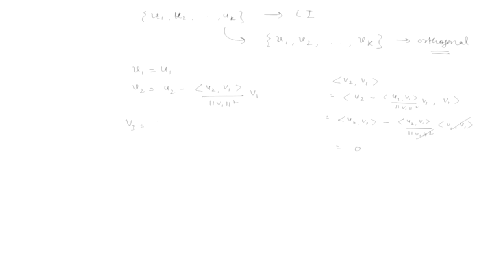If you want to find v3, this is u3 minus the inner product of u3 with v2 upon the norm of v2 squared into v2, minus the inner product of u3 with v1 upon the norm of v1 squared times v1. And similarly, if you want to find any vp, it is up minus the summation i from 1 to p minus 1 of the inner product of up with vi upon the norm of vi squared times vi. So this is how we can easily find a set of orthogonal vectors. And once we obtain an orthogonal set of vectors from this linearly independent set using the Gram-Schmidt process, an orthonormal set can be found by dividing each vector by its norm.